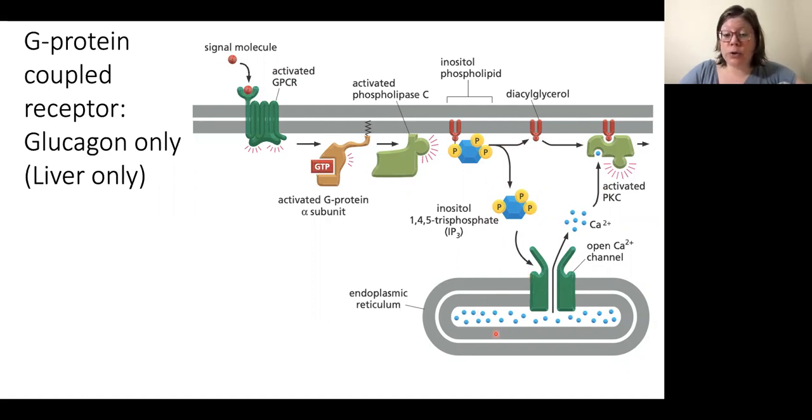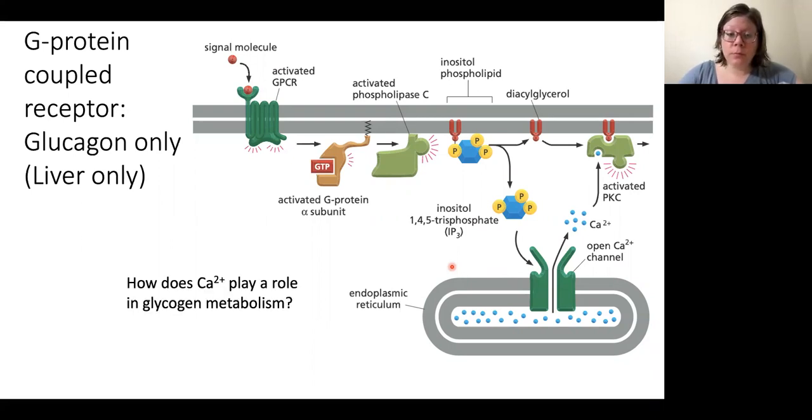So calcium can be stored in the endoplasmic reticulum. We can get opening of calcium channels, PKC, and calcium is released. Awesome. This happens in the liver in response to glucagon. But like, why bother? What is the point of adding calcium to this system? How does calcium even play a role in the metabolism of glycogen? And remember, in this case, we've got glucagon signaling. We want to increase our blood glucose. We need to actually be breaking down glycogen in this case.